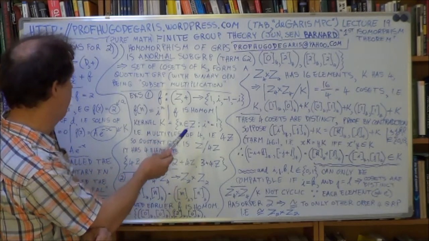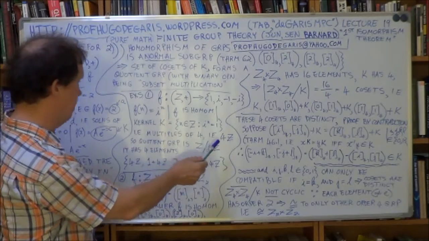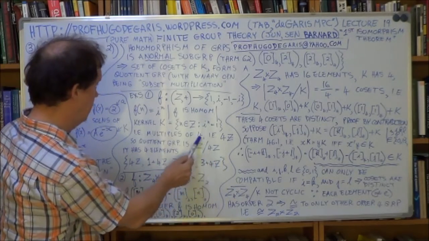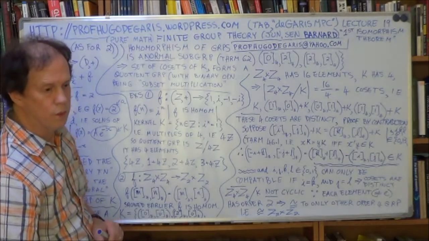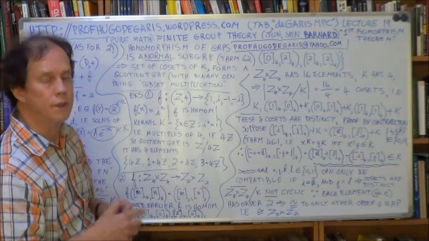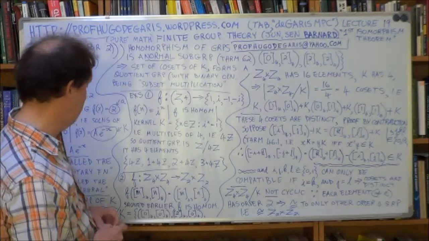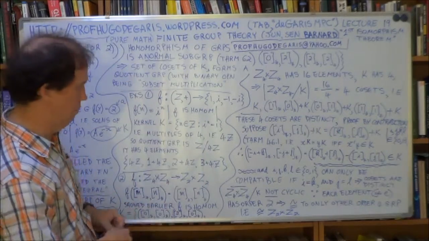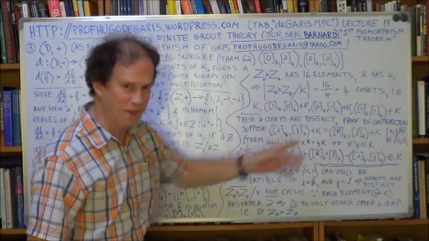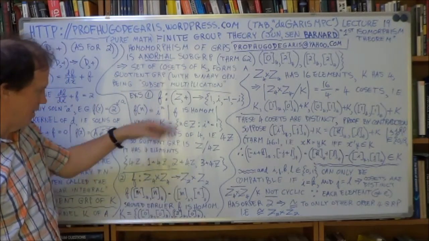So this quotient group here is isomorphic to C4, the cyclic group of order 4, right? What I've just said, it's not in the text. I'm just adding that because it's done elsewhere, but Barnard didn't talk about it here.